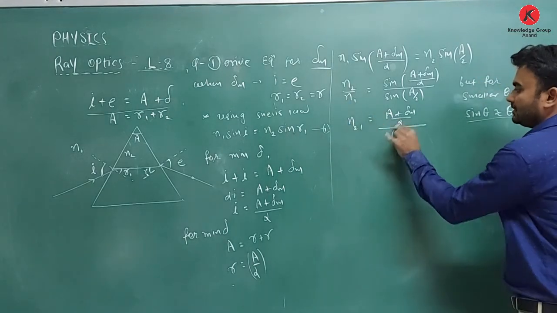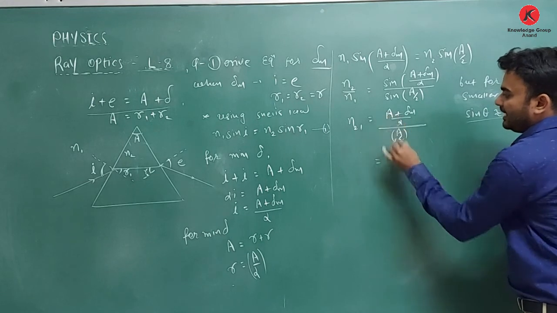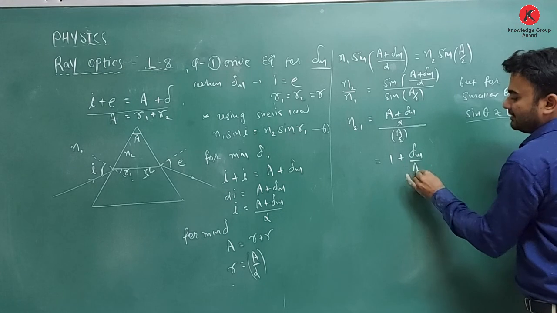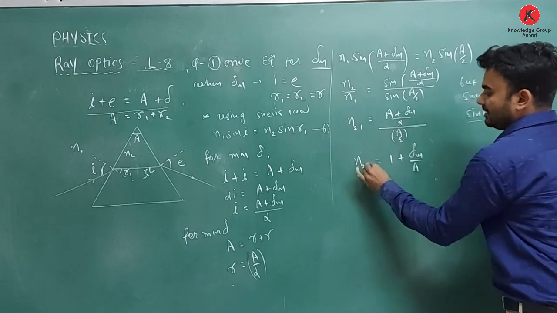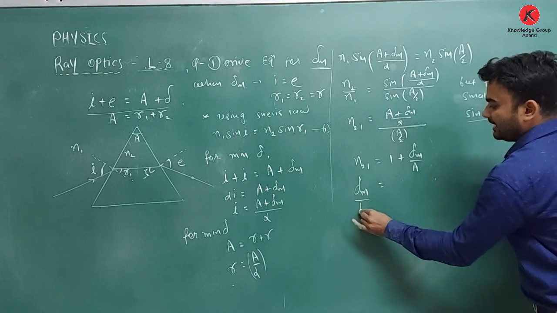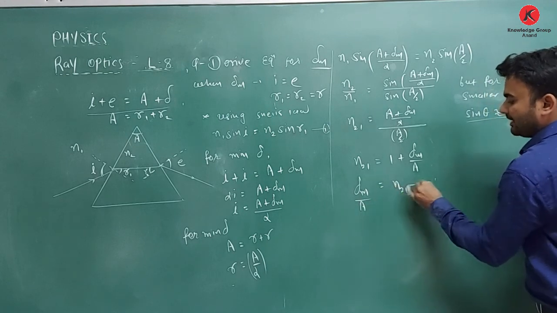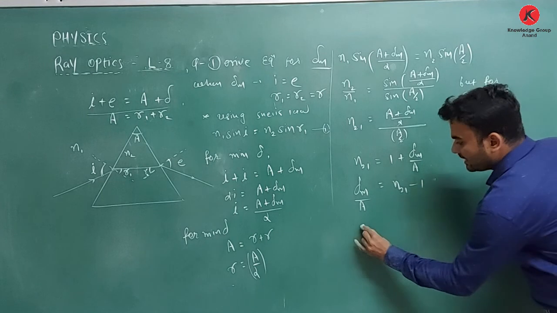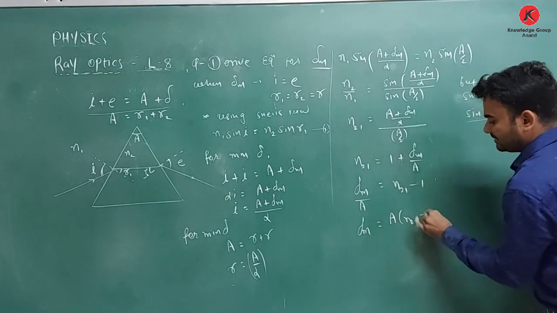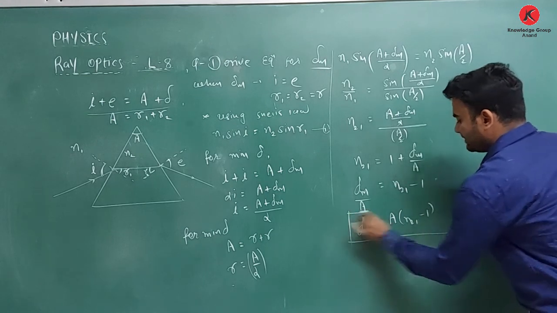Now the 2 will be cancelled, so (A plus delta minimum) by A is equal to n21. So delta minimum by A is equal to n21 minus 1. So delta minimum is equal to A into (n21 minus 1). This is the final equation.